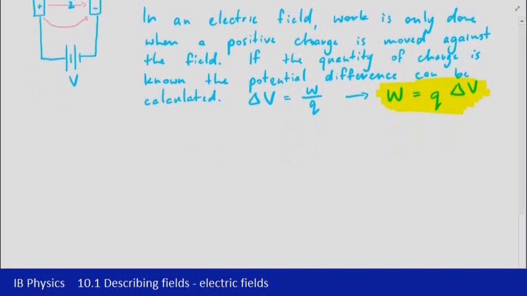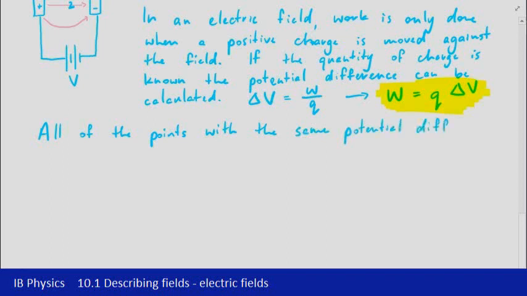So if we then look at all of the points that have the same potential difference from the negative plate, whether that's V on 2 or some other value, but with the same potential difference, notice that we're using the negative plate as our reference point. That's a key thing that we'll come back to a bit later. So same potential difference from the negative plate.